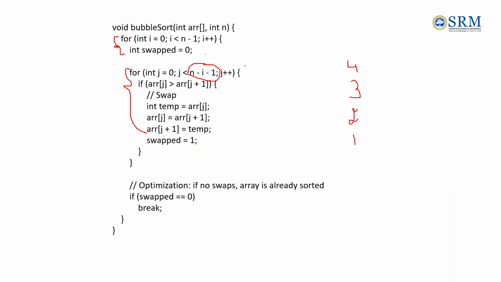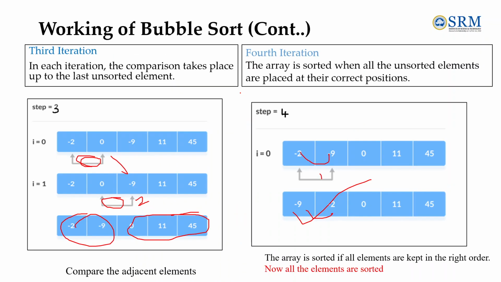So j is for comparisons, and i is for iterations. In each iteration, we will perform n minus i minus 1 comparisons. That is the logic for the bubble sort. So in this session, we have covered insertion sort and bubble sort. Insertion sort is nothing but comparing the key one by one and then inserting it at the best position. Bubble sort is all about the largest element coming to the last position after every iteration. These two belong to the comparison sorts.